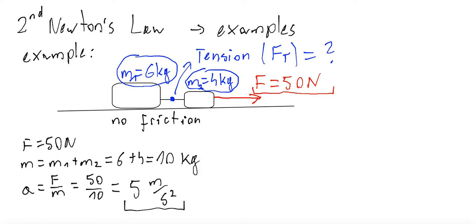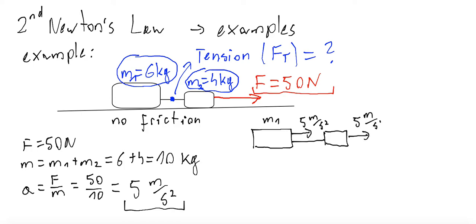These two objects are connected, which means that mass 1 travels with an acceleration of 5 meters per second squared, and mass 2, which is connected to mass 1, also travels with an acceleration of 5 meters per second squared. Again, these two objects are connected together. Is it clear? Now let's focus on mass M1. We know that M1 is equal to 6 kilograms, and that M1 travels with an acceleration of 5 meters per second squared.